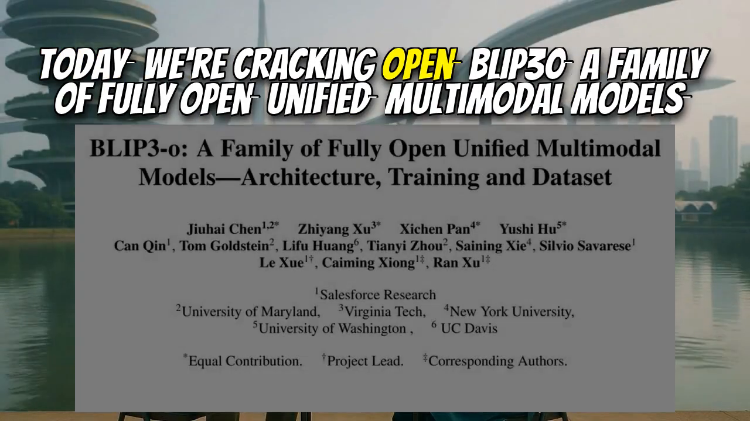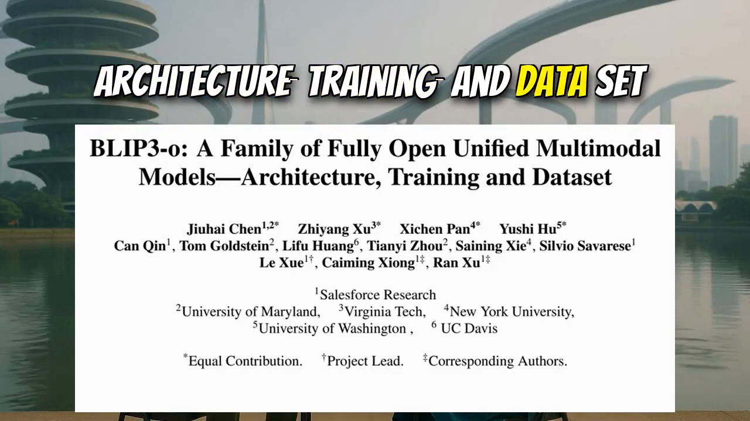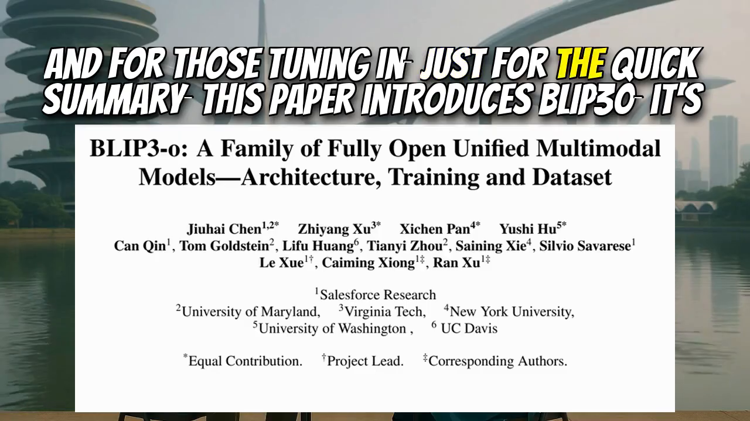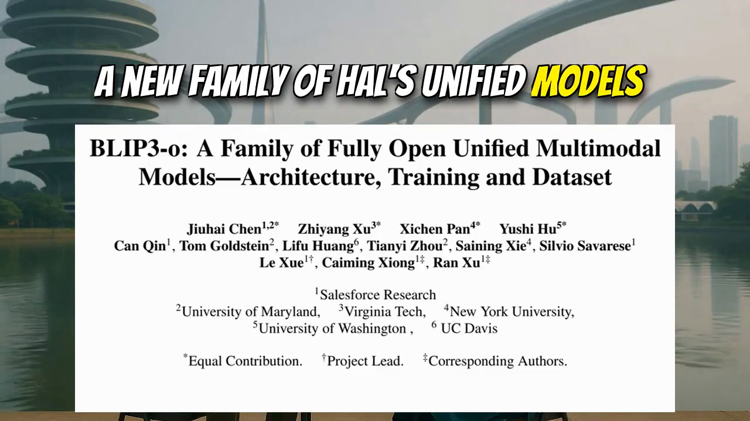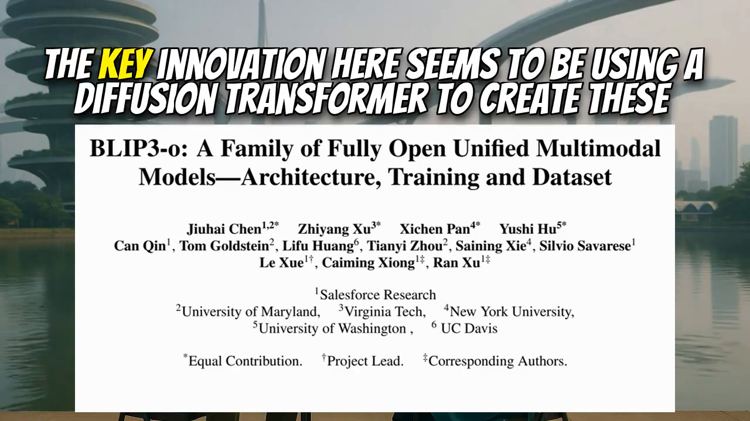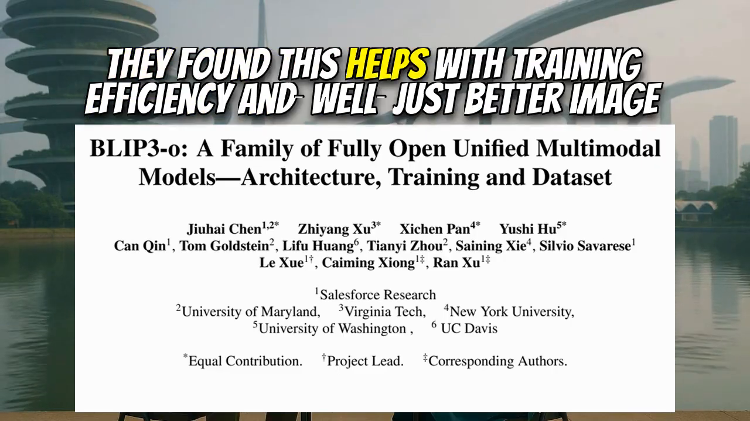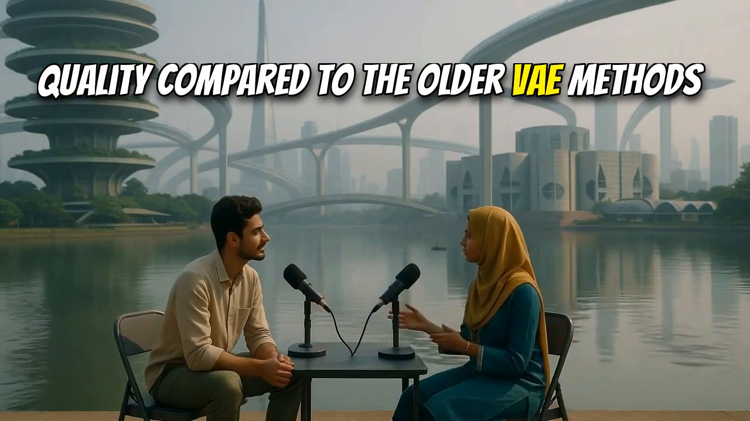Today we're cracking open BLIP3-0, a family of fully open, unified, multimodal models: architecture, training, and dataset. And for those tuning in, just for the quick summary, this paper introduces BLIP3-0. It's a new family of unified models. They're pretty good at both understanding and generating images. The key innovation here seems to be using a diffusion transformer to create these semantically rich features. They found this helps with training efficiency and just better image quality compared to the older VAE methods.